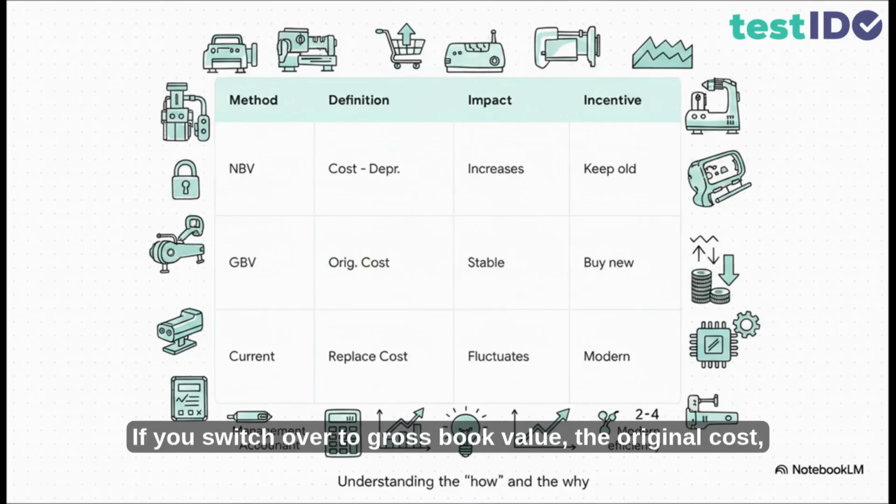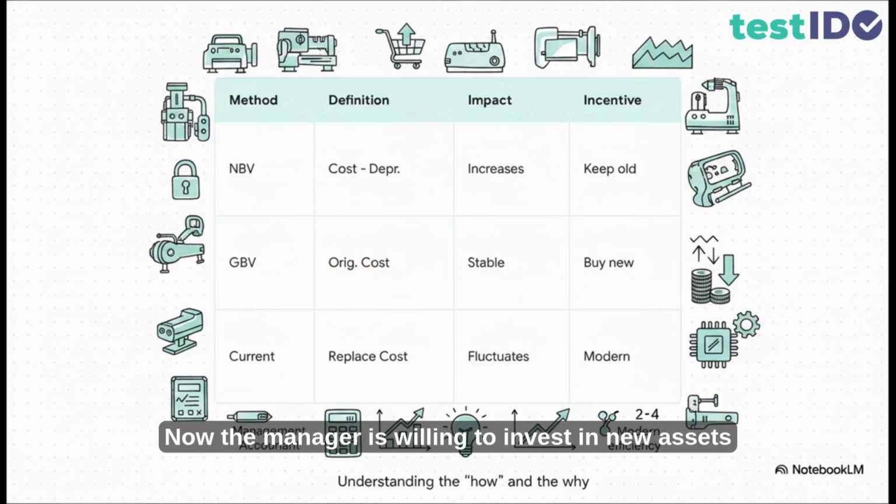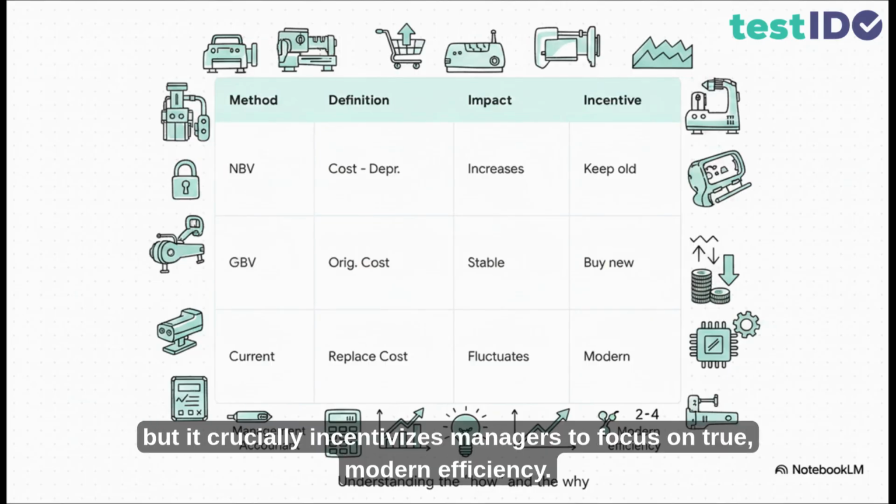If you switch over to gross book value, the original cost, the ROI stays nice and stable. The incentive changes entirely. Now the manager is willing to invest in new assets without taking an immediate penalty to their ROI from a suddenly massive new asset base. And finally, current value, the replacement cost, means the ROI is going to fluctuate with the market, but it crucially incentivizes managers to focus on true modern efficiency.